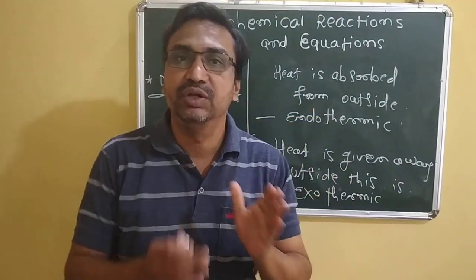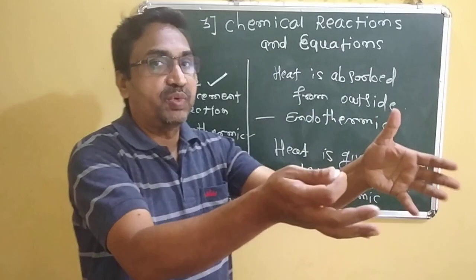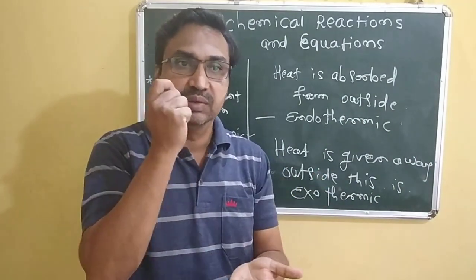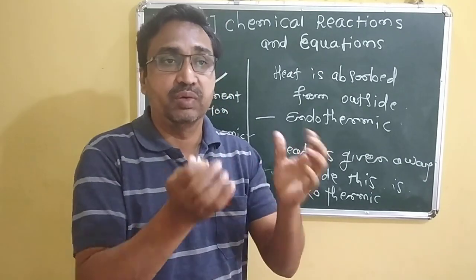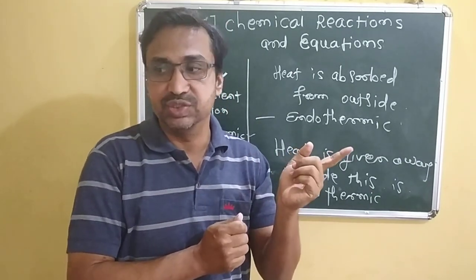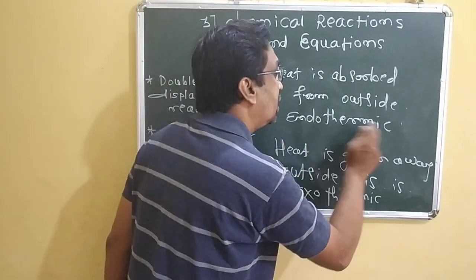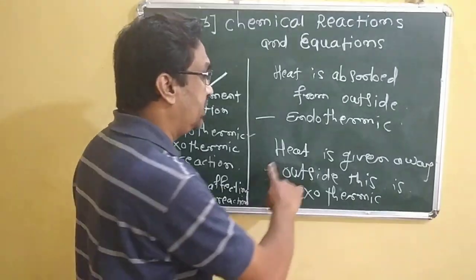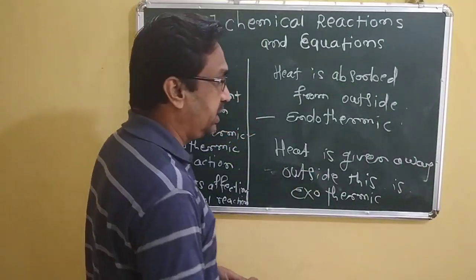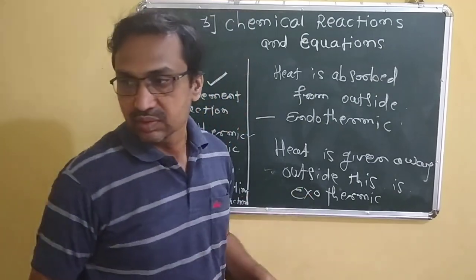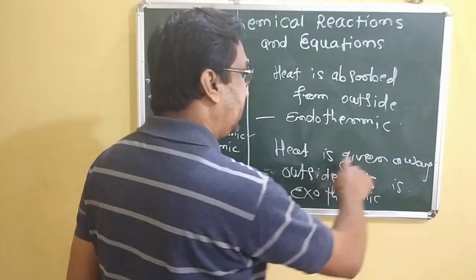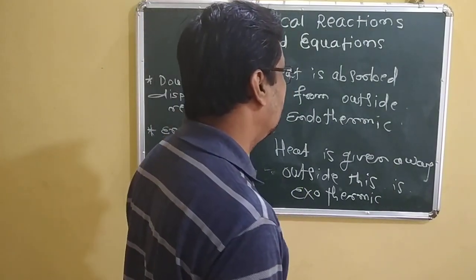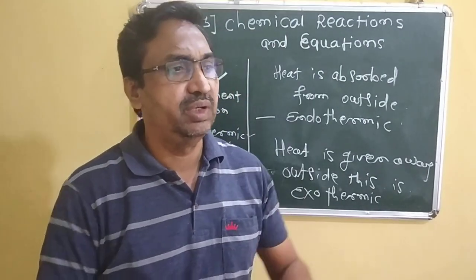In an endothermic reaction, heat is absorbed from outside. Heat is necessary, or heat must be provided to it to carry out this reaction, and this is called an endothermic reaction. Okay, and when heat is given away outside, this is called an exothermic reaction.